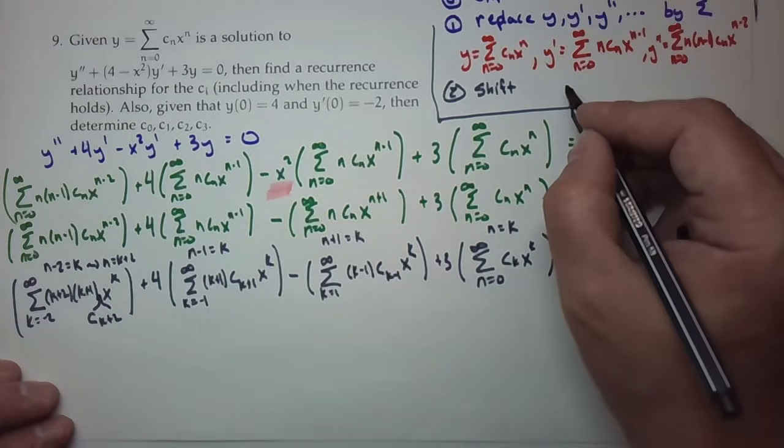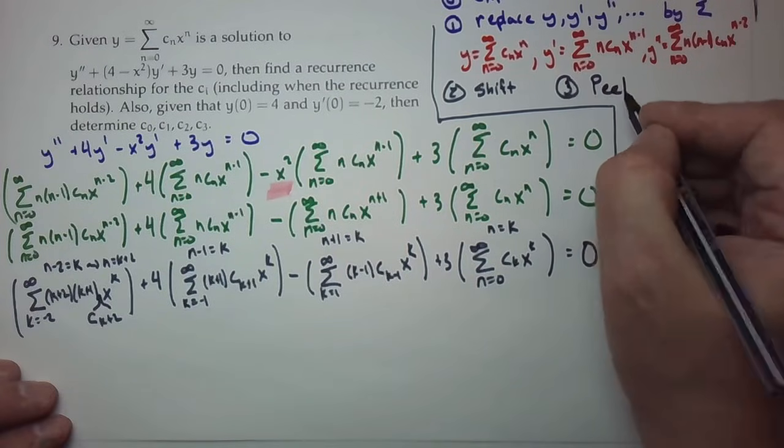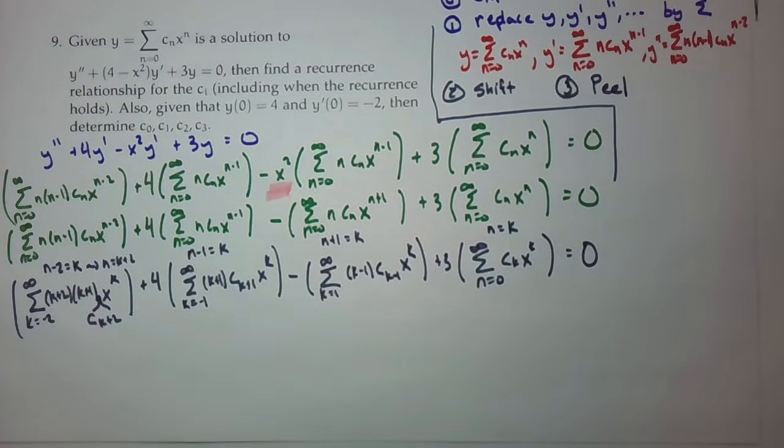After you do your shift, now you do your peel. Now when I talk about peel, I say I'm going to pull off terms at the start. And I want to pull it off so I can have a common starting point. So we look at our current starting points. We have -2, -1, 1, and 0. And we say, well, among those, which value is the highest? What's our largest start? At 1. So the moral is, I want all my sums to start at 1. So what do I do with the sums that don't start at 1? I pull off the first couple of terms.